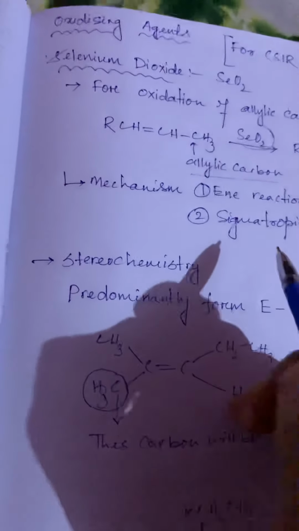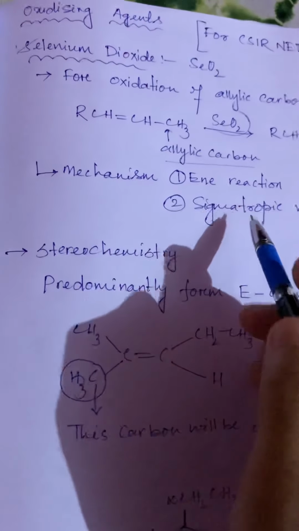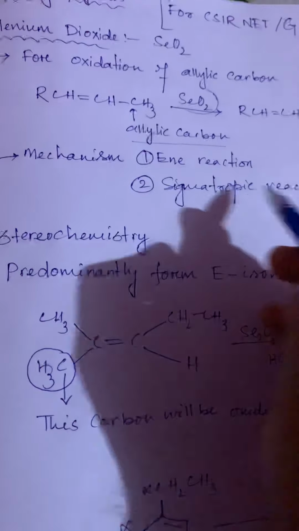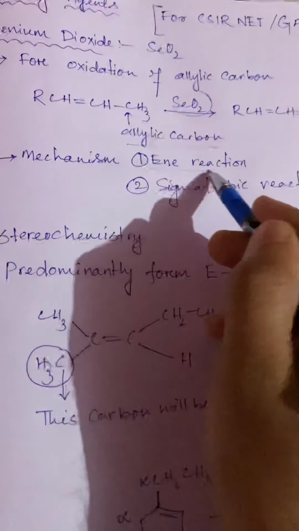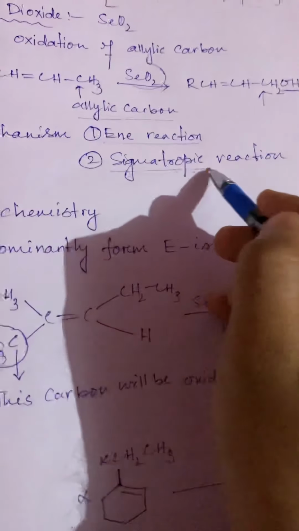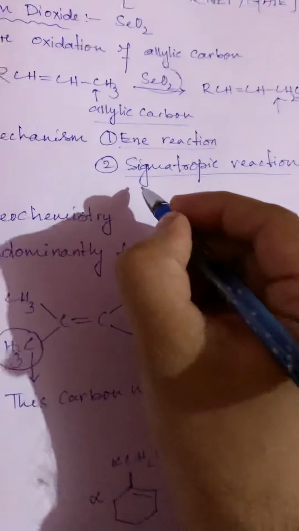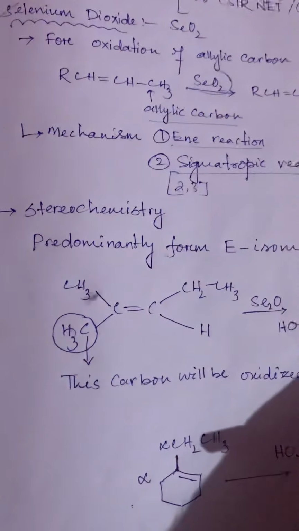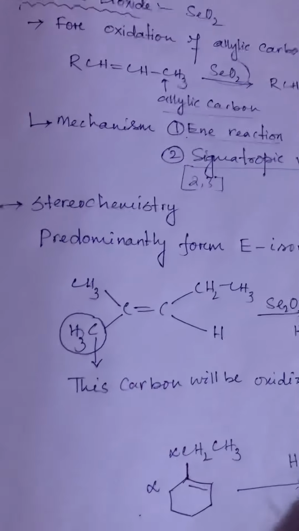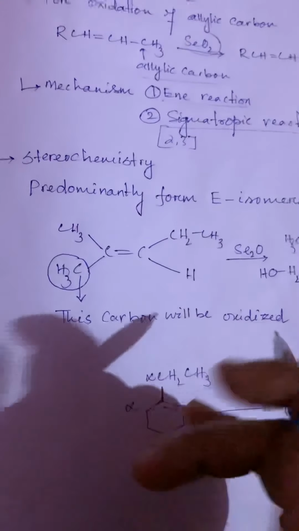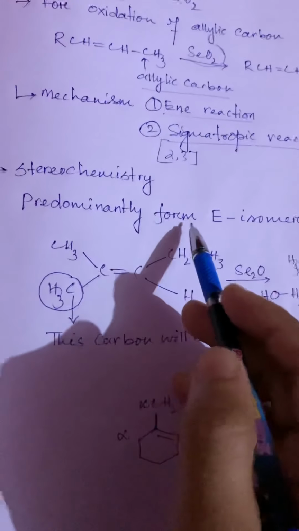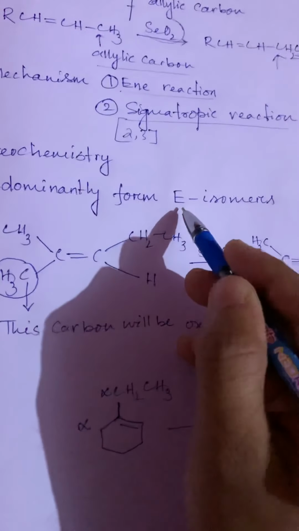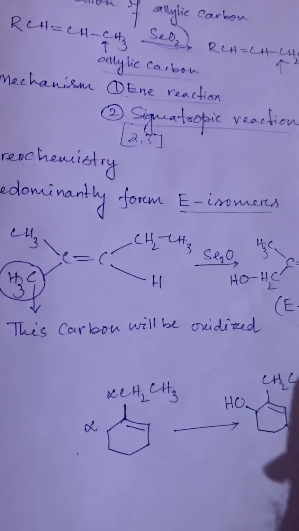This reaction happens in two steps. The first one is an ene reaction and the second one is a sigmatropic reaction. In this case, this is a 2,3-sigmatropic reaction, right? Now the stereochemistry is very important for this reaction. Predominantly this reagent forms E isomers, right?